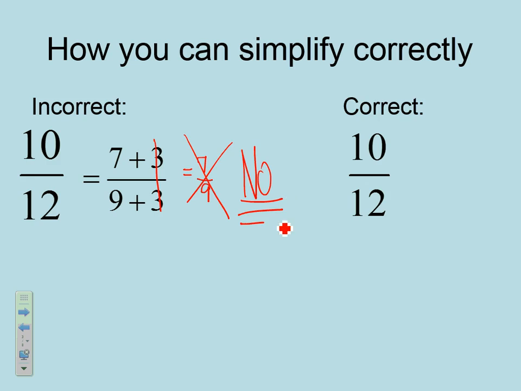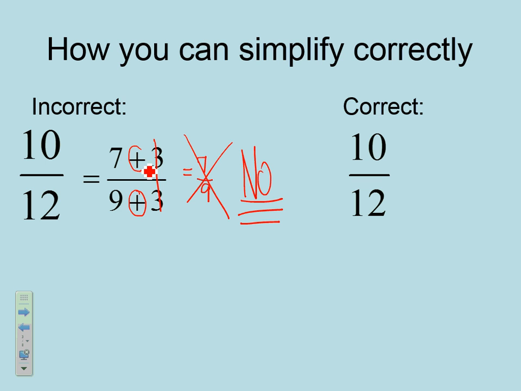No. The reason why we can't cancel these factors is because we have plus signs here. The opposite of division is multiplication, not addition. So you need to have multiplication signs between these things before they can be canceled or simplified. So this is the wrong way.